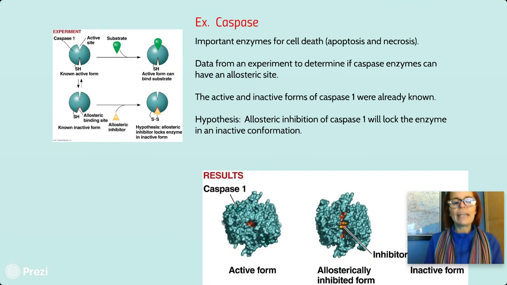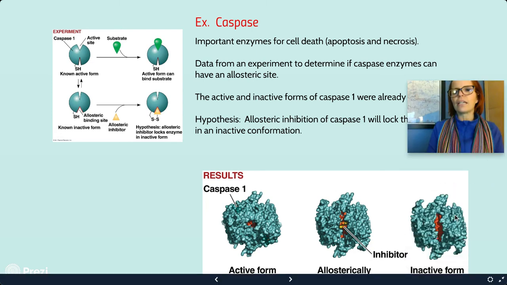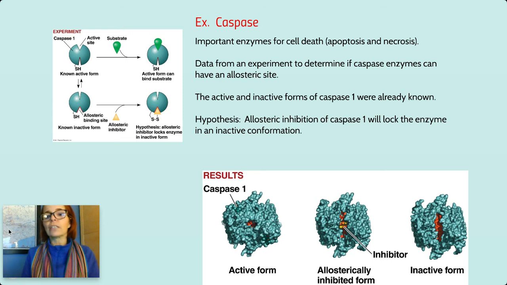All right, examples. So this is an example of an experiment that was done, get me out of the way, with an enzyme that's called caspase. I say capsase every single time, and that's wrong. The S comes before the P, so forgive me if I do stumble over it. Caspase. It's an important enzyme for apoptosis and necrosis. So apoptosis, remember, is programmed cell death.